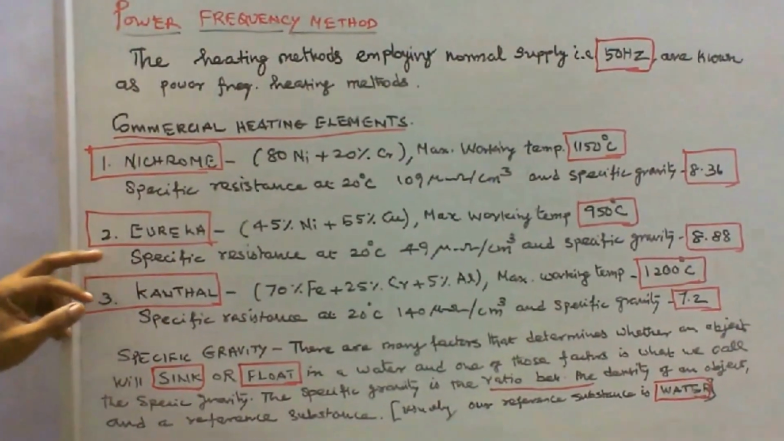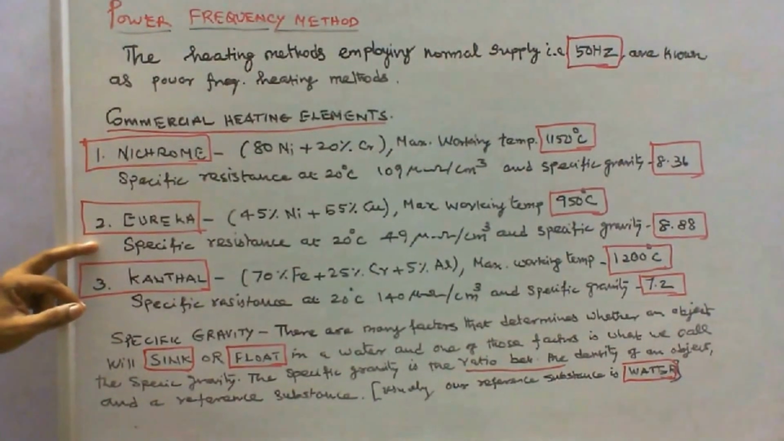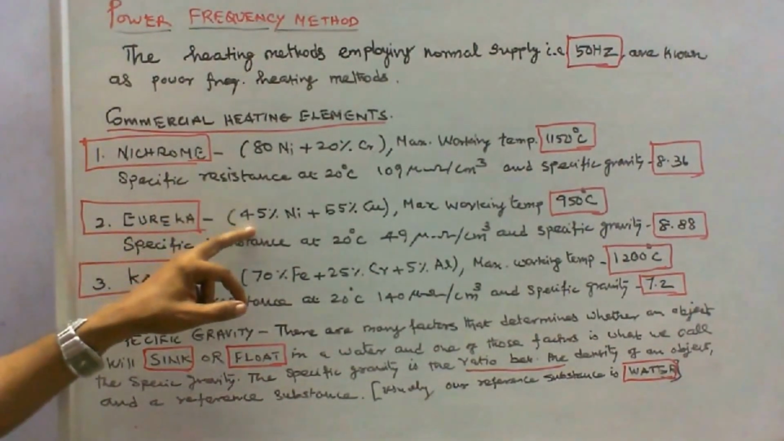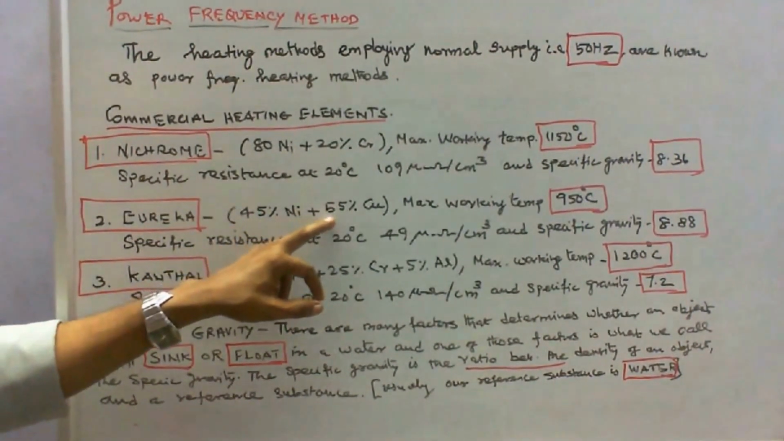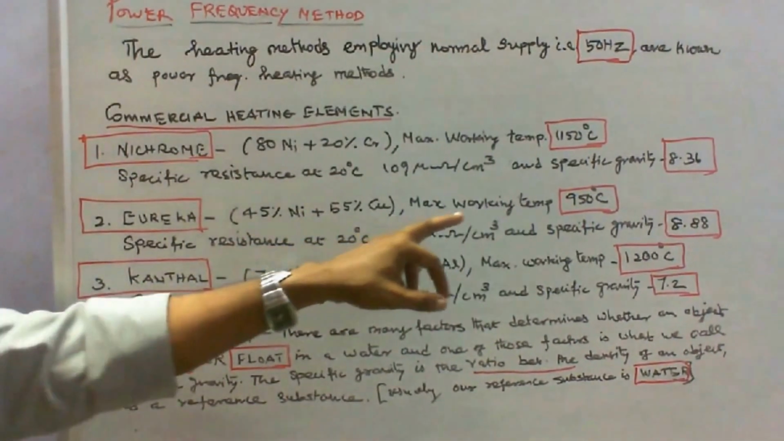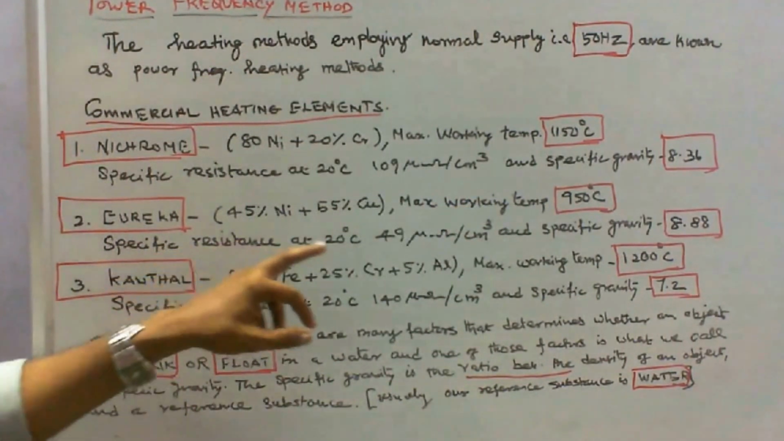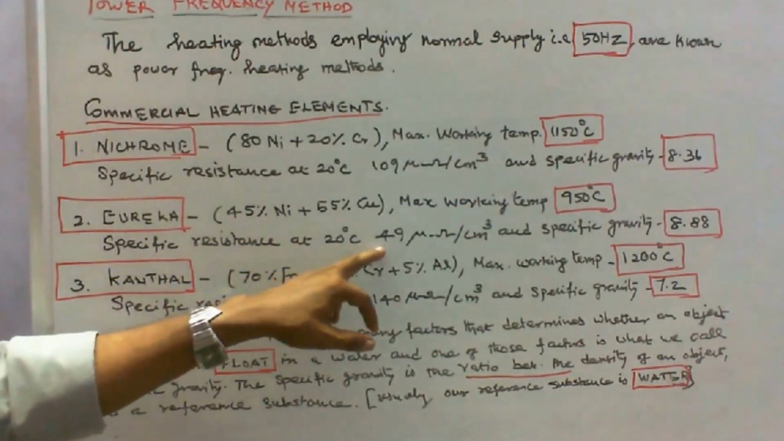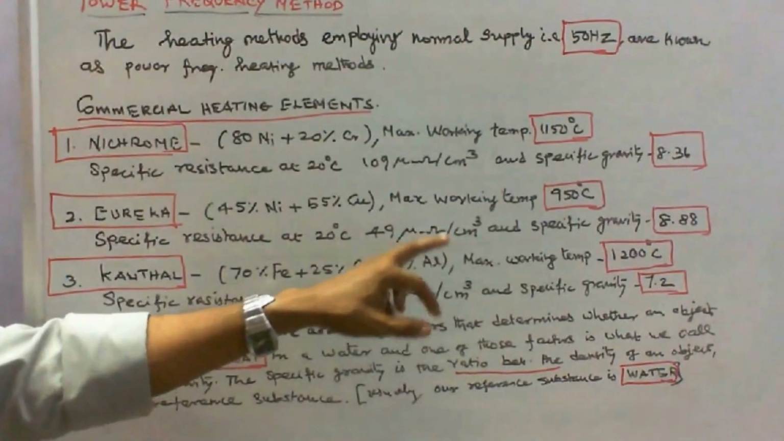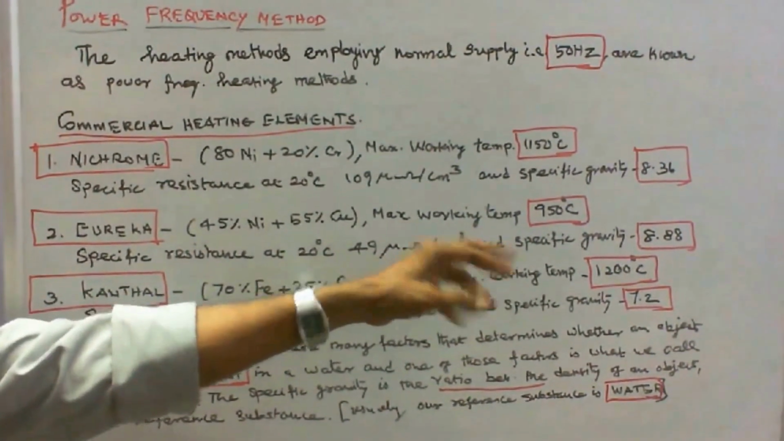Next is Eureka. Eureka is commonly used in rheostats. It is 45% nickel plus 55% copper. Its maximum working temperature is 950 degrees centigrade. Specific resistance at 20 degrees centigrade is 49 micro-ohm per centimeter cube and its specific gravity is 8.88.